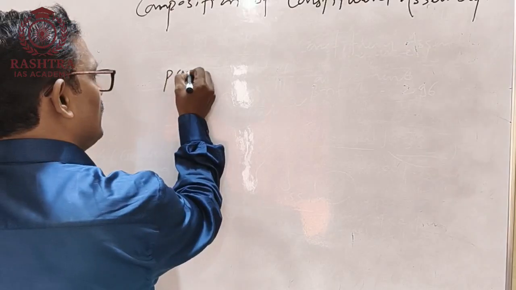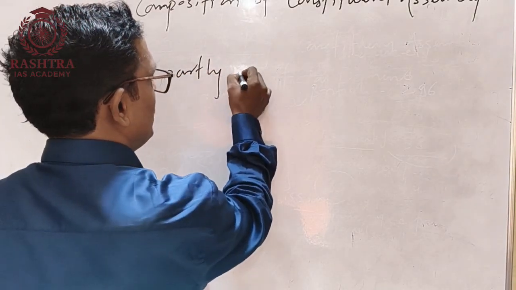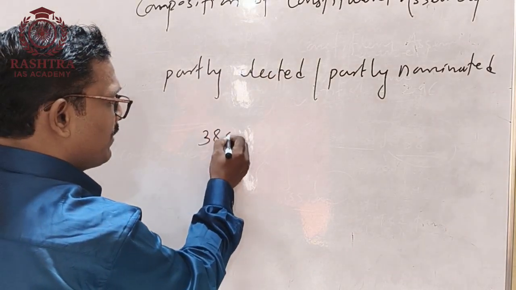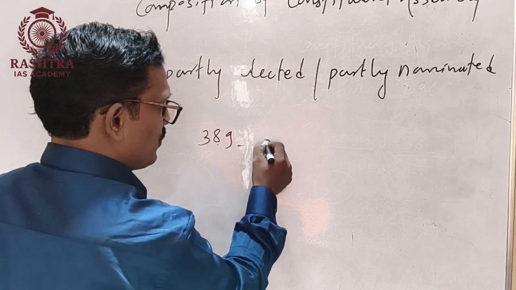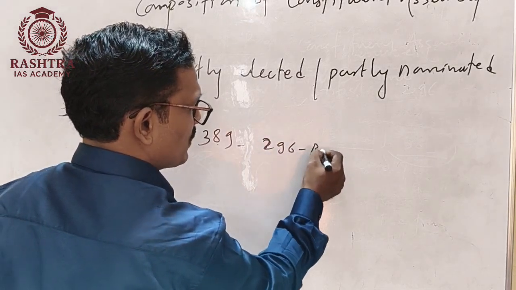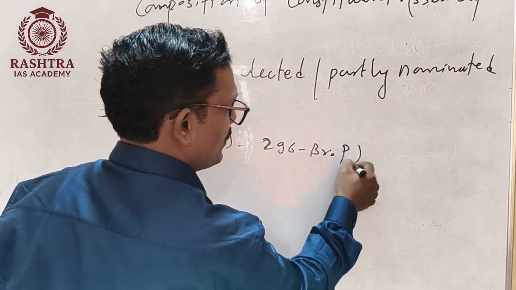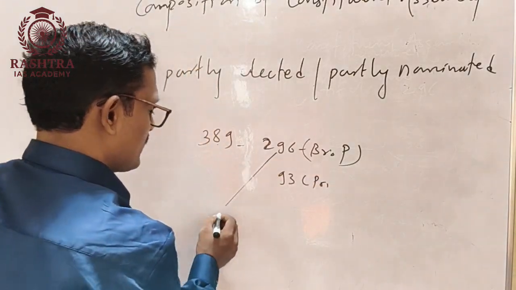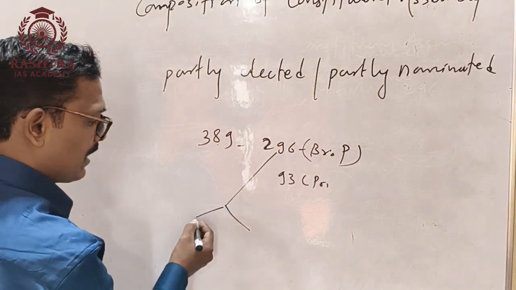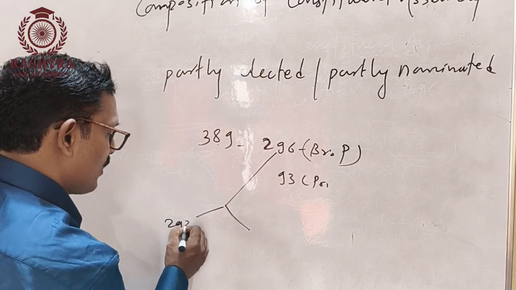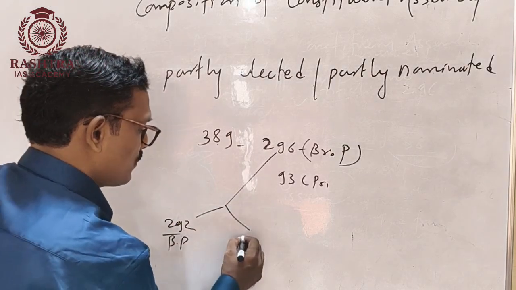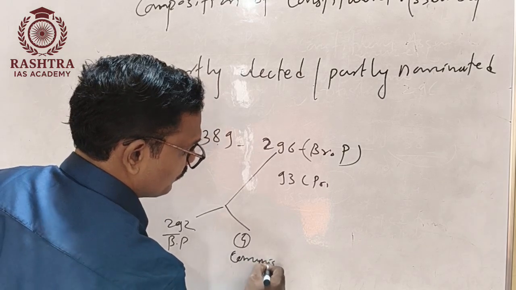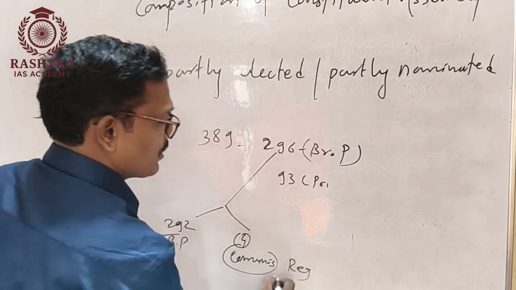This means the Constituent Assembly was partly elected, revised to 389 members. Out of these, 296 were from the British provinces and 93 from the princely states. Out of 296, again the numbers are divided: 292 from the British provinces and 4 from the commissioner regions.